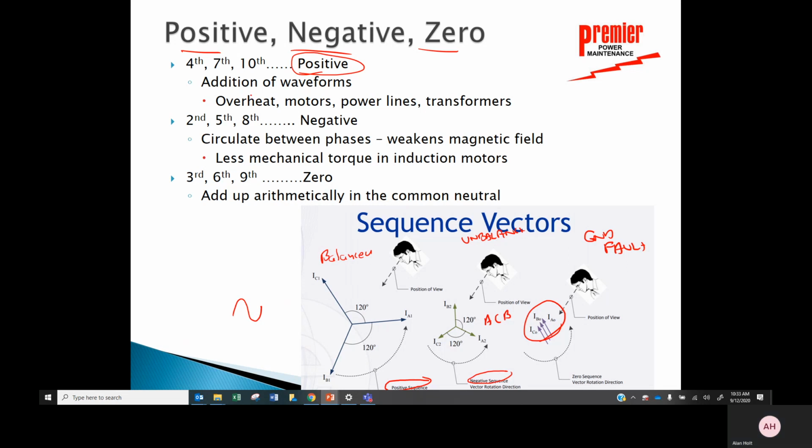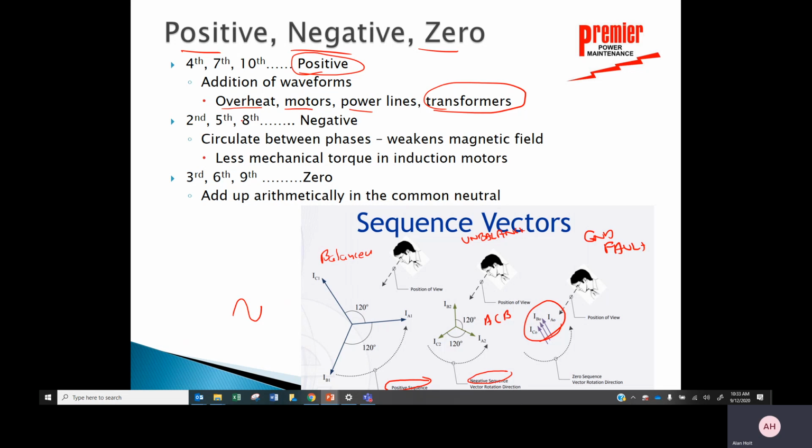And so I will see currents there that create overheating in motors, in power lines, and in transformers. Okay, so it just could be some overheating there. Sometimes negligible, but sometimes not so negligible.